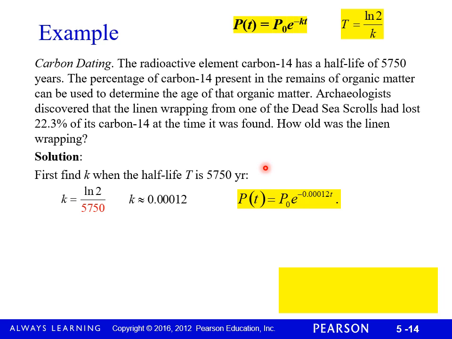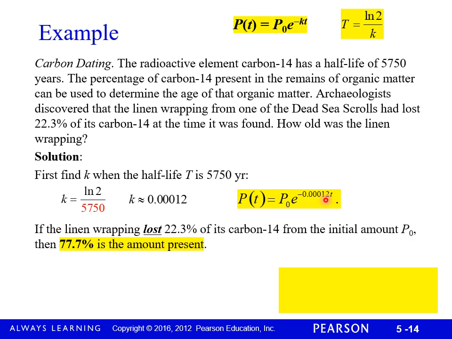Okay, but really what we need this for is to plug into our formula. So we get P of t equals P sub 0 e to the negative 0.00012 t. All right. Well, we know that it lost 22.3%. So what's left is 77.7% of the original amount. Okay.